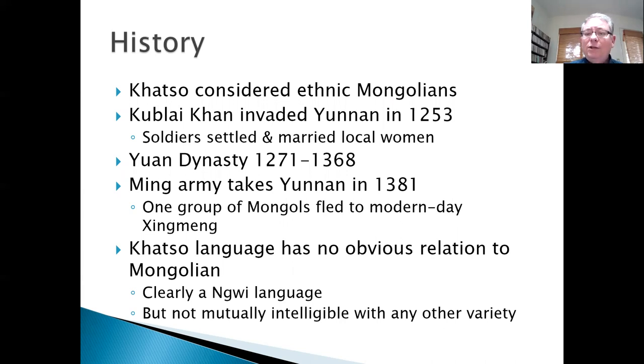So clearly language shift happened somewhere down through these centuries. And presumably Khatso descends from some Ngwi variety that was spoken by the local wives of the Mongol soldiers, although this is a little bit unclear, but this would make sense. So very interesting.